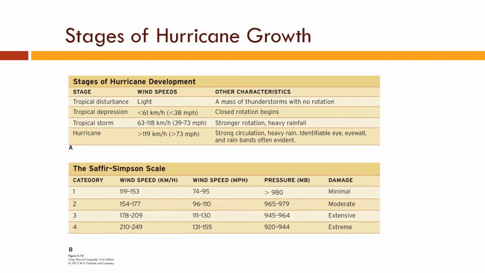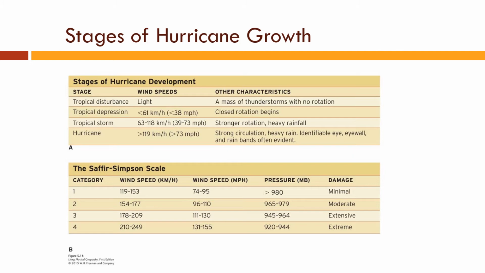This table outlines the stages of hurricane development and something called the Saffir-Simpson scale, which is how we categorize hurricane strength. We're going to start with hurricane or tropical cyclone development, and this occurs in 4 distinct stages. So here we go, stages of development.